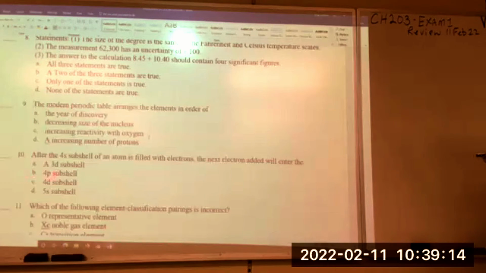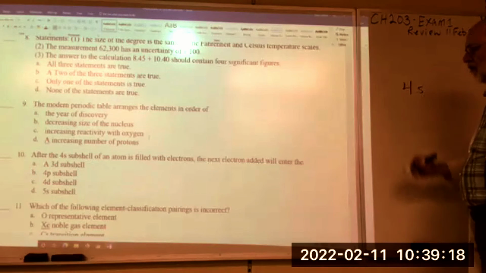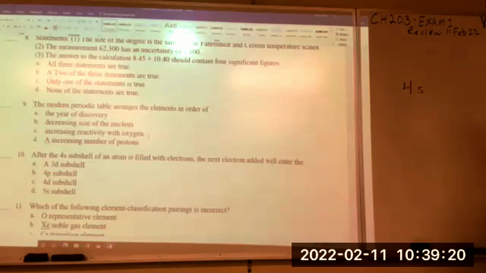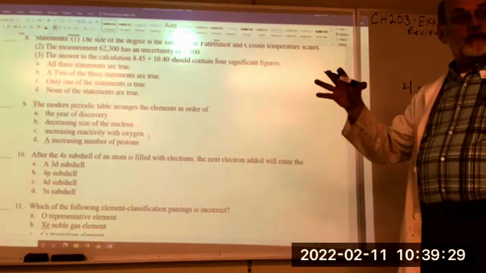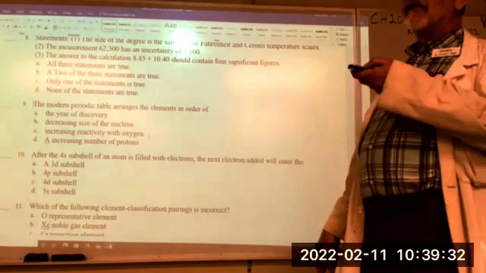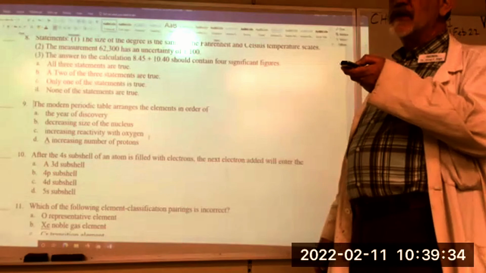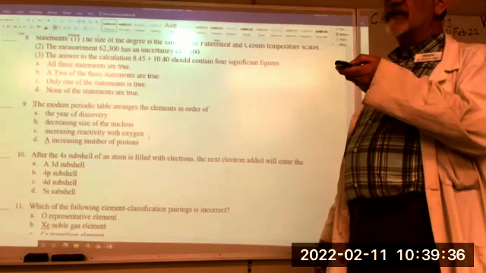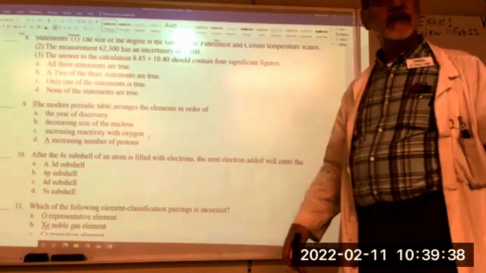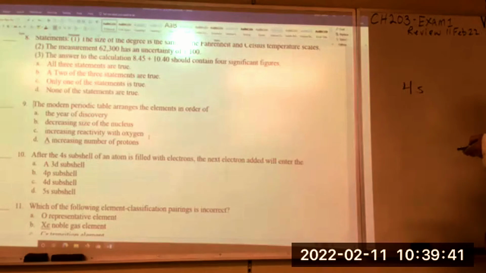How about number 10? After the 4s subshell, if you're going to go up to the next atom and it has an electron, where does that electron fit? Where does it go? So you need your periodic table for this one. 4s is where? 4s is here. So 4s1, 4s2. The next one is going to be 3d1. So the next electron will go into the 3d subshell.